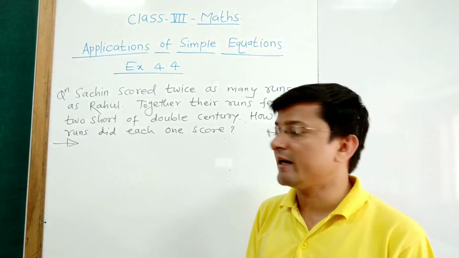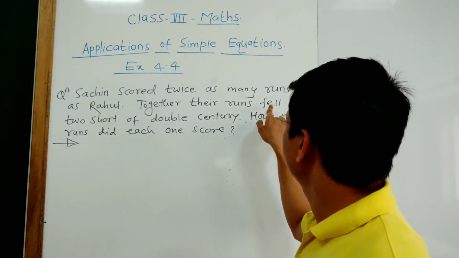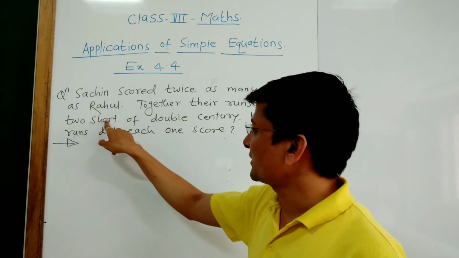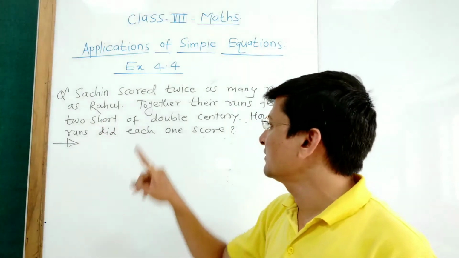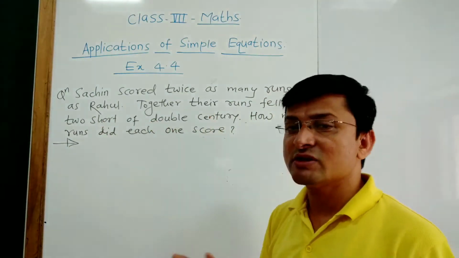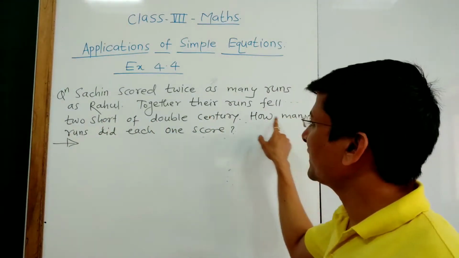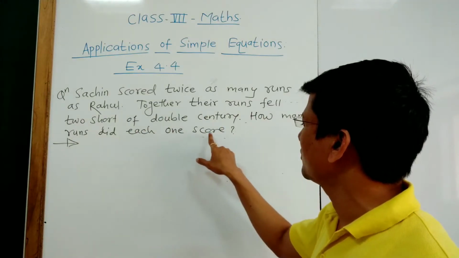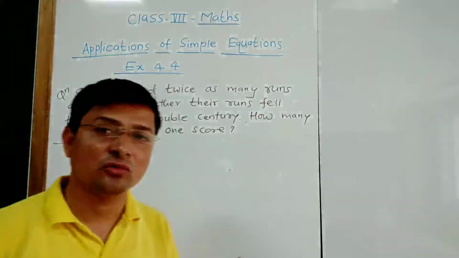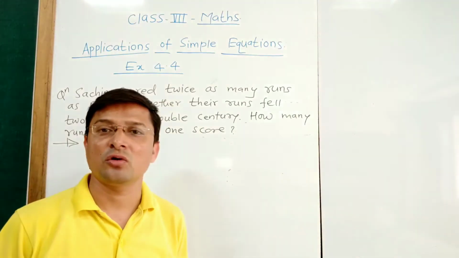Together means addition of their runs. Fell too short, that means 2 runs are less for double century, that means for 200. How many runs did each one score? That means we have to find the score of Sachin as well as score of Rahul.